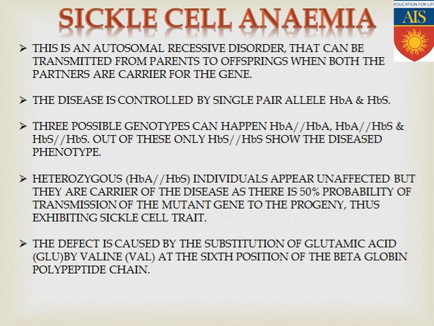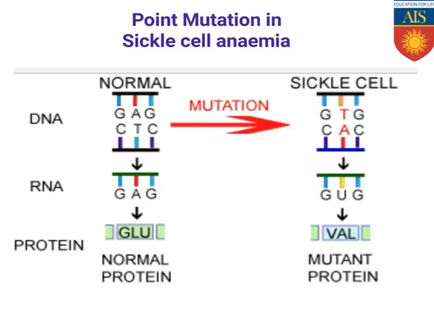We all know the RBC contains the hemoglobin protein, and the hemoglobin contains 2 alpha and 2 beta polypeptide chains. In the beta polypeptide chain specifically, the glutamic acid is substituted by valine, and that is present at the 6th position of the beta globin polypeptide chain. So let's see what mutation has occurred, then we can understand properly.